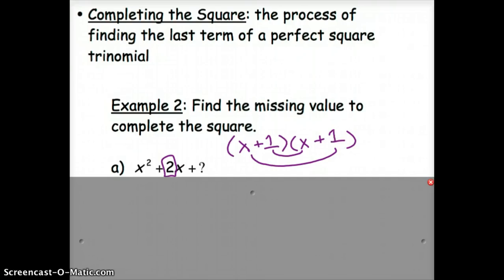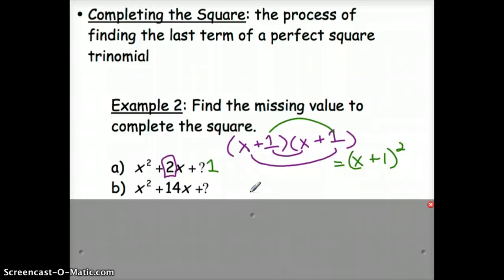Therefore, my last term is going to be plus 1. So x squared plus 2x plus 1, that's a perfect square. That's going to be x plus 1, the quantity squared. And I hope you're going to be noticing some patterns that happen here.